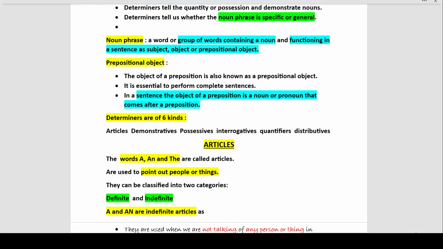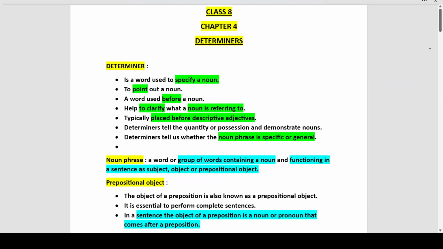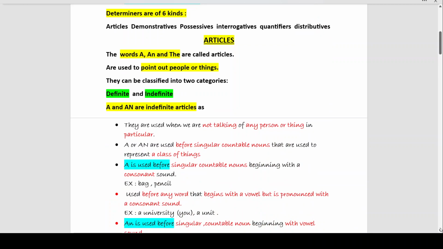Next, we come over to articles. Articles are a, an and the. Now, they are used to point out particular people or things. Now, students, articles are divided into two types. They are your definite articles and indefinite articles. Now, a and an are indefinite articles.